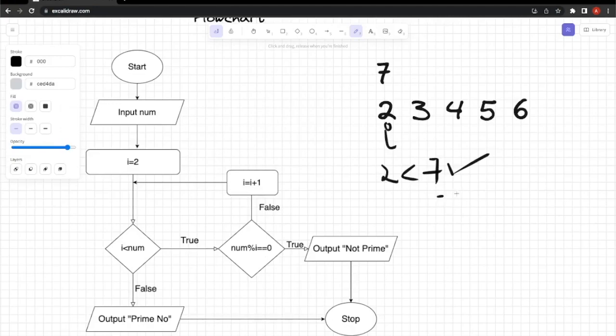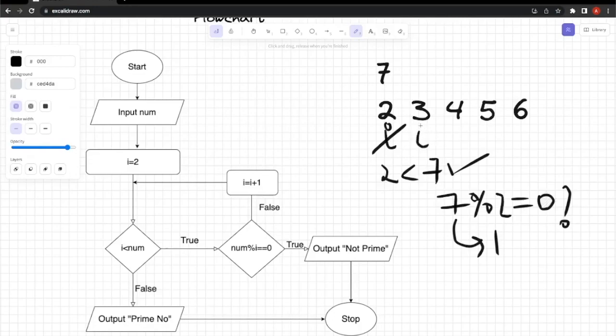Is 7 modulo 2 equal to 0? No, 7 modulo 2 is actually 1. The remainder when we divide 7 by 2 is 1. So it is not equal to 0, so it is false. Now the counter increments. I is equal to I plus 1. That means 2 plus 1. So I becomes 3. The counter increments to 3.